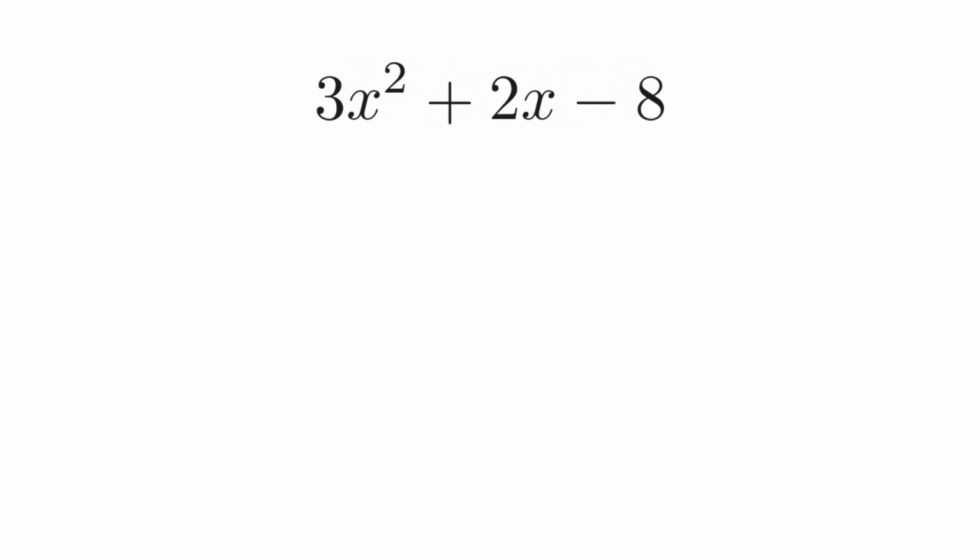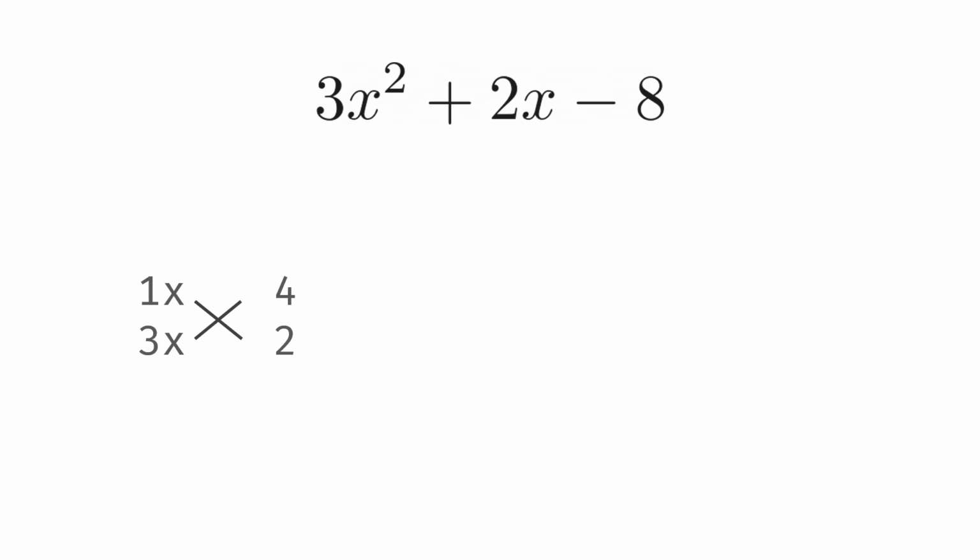Here, let's try the same problem using trial and error. We first put down 1x and 3x because they multiply to 3x squared. Because 3 is prime, we only have this combination. Now, for the negative 8, I am just going to pick 4 and 2. We'll worry about the sign later. Let's place the 4 and 2 like this. We multiply them this way, following the lines.